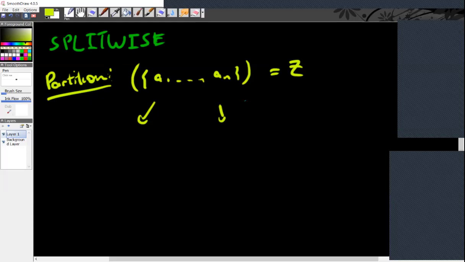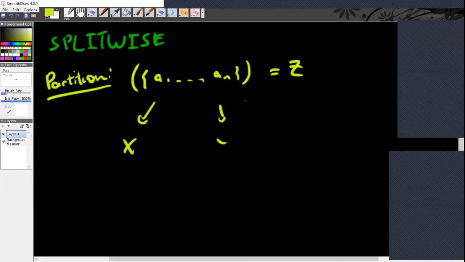You want to partition this set into two smaller sets, X and Y. If you remember what partition means from 1, 2, 3, 1, if you don't remember, it means that these two sets are disjoint. So if I intersect them, they don't share any elements. And if I union them, they make up the whole set again. So that's what a partition is.